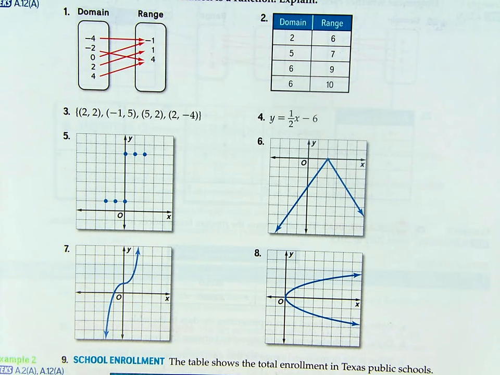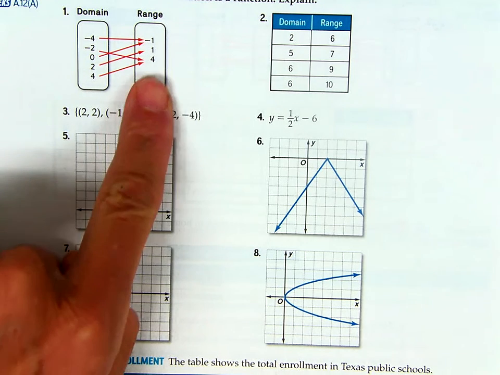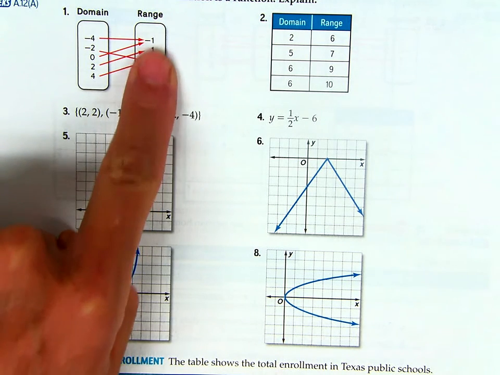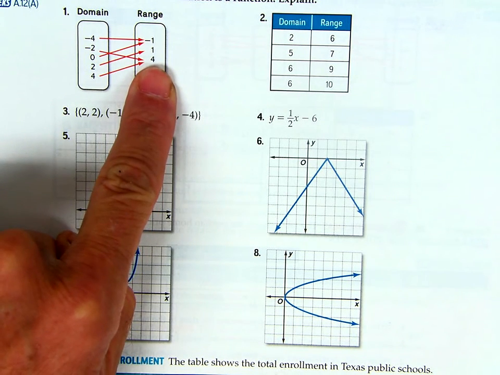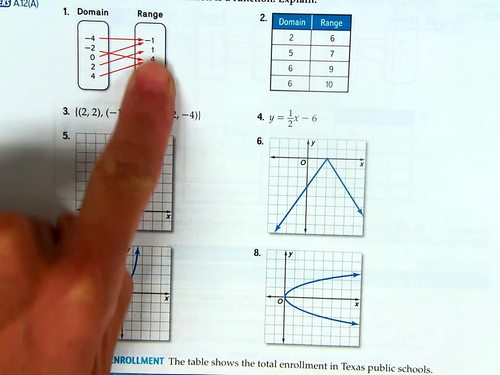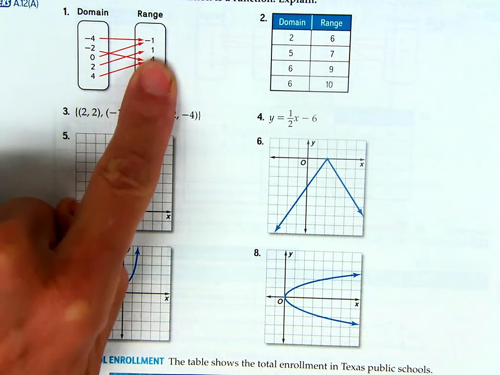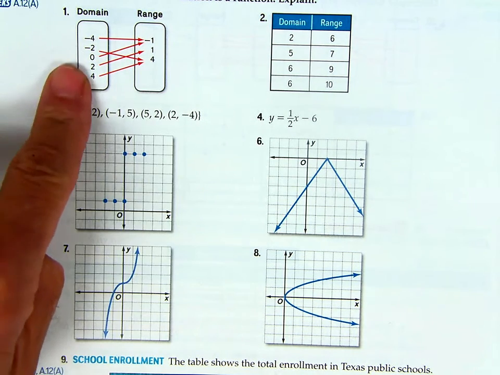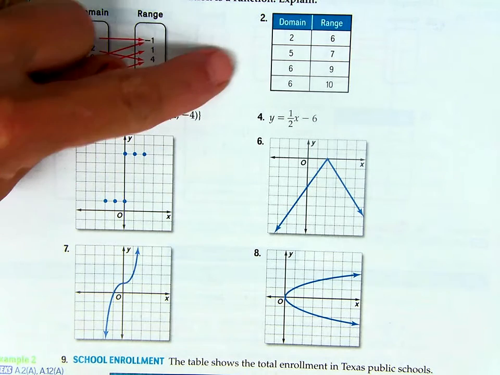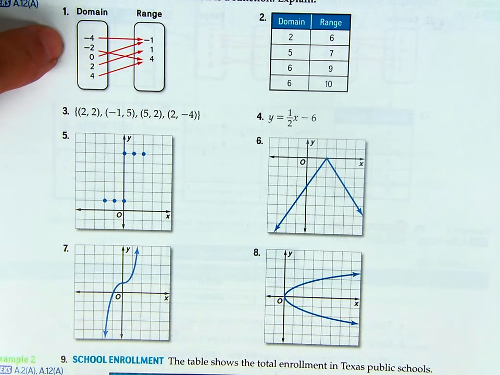Do any of the y's repeat? Yes. -1 and 4. Does that make a difference? No. The y's can all be the same number. It doesn't matter. What matters is the x's. So on number 1, you should have yes, comma, the x's don't repeat.